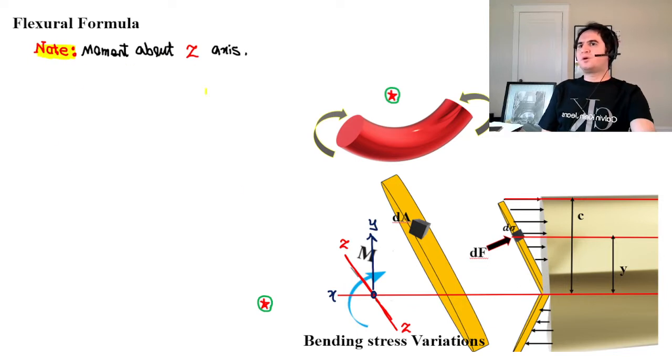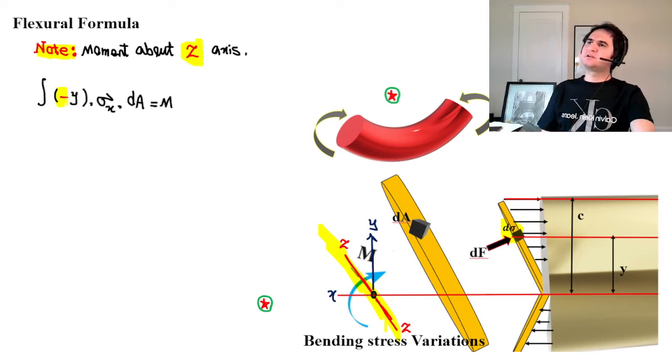Note, the moment about the z-axis gives us sigma x. Do you remember I applied a negative and put an asterisk sign there, and I told you we'll get back to that? So let's see how that negative comes into play.